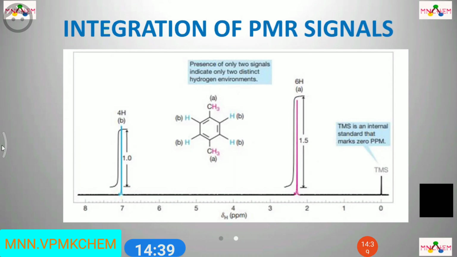And the integration here, or the peak height, gives us an idea that there are 4 protons. The height is approximately 1, and for the 6 protons the height is 1.5. So if we calculate the peak area, or by integrating this, we'll arrive at a number showing that we have 4 aromatic protons and 6 protons which are benzylic in nature.